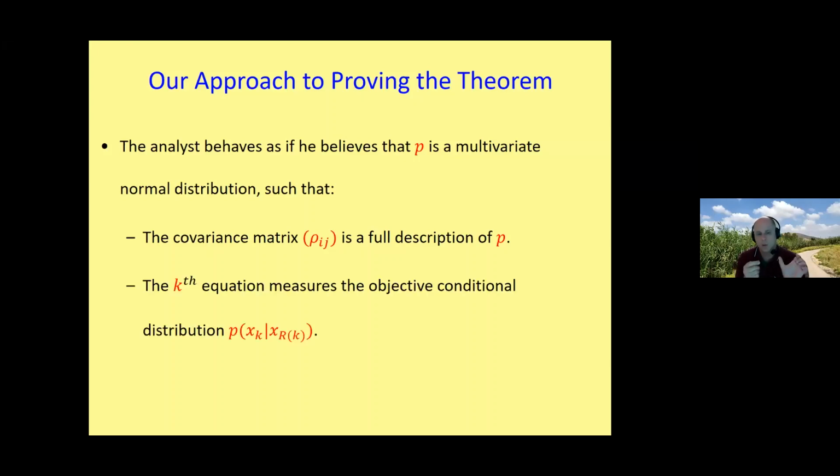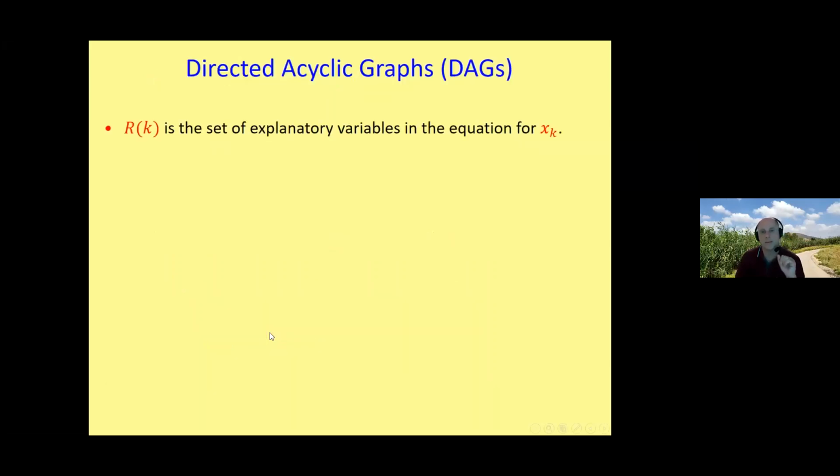And the Kth equation is not just a linear fit. You're essentially measuring an objective conditional distribution of xk conditional on its right-hand side explanatory variables. So you really are measuring a conditional distribution. From now on, let's keep the pretense that P really is multivariate normal, such that the Kth equation really measures a certain conditional probability.